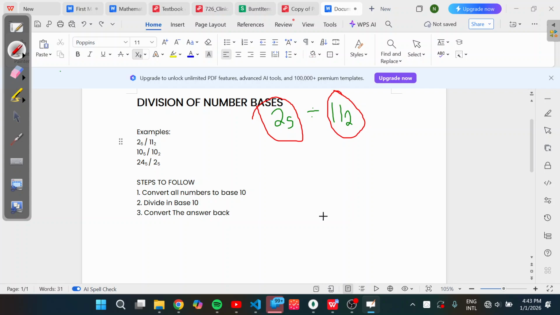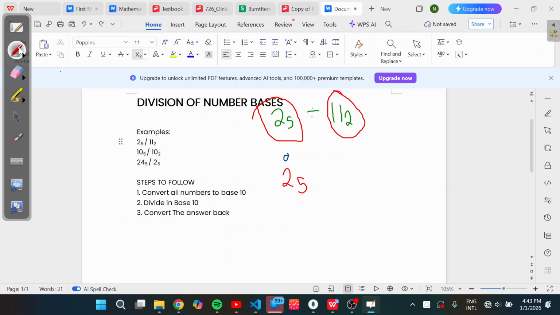Remember, in our previous videos, this is how we converted numbers from different bases to base 10. We first write out the number, then we write out its base, and then we write out its position. Remember, it starts from 0. Let me use a different color for the position. So this one starts at 0.